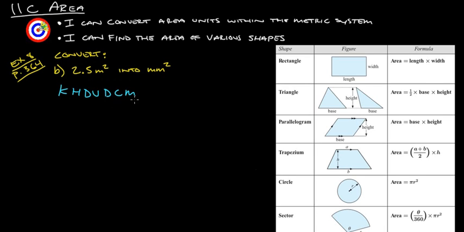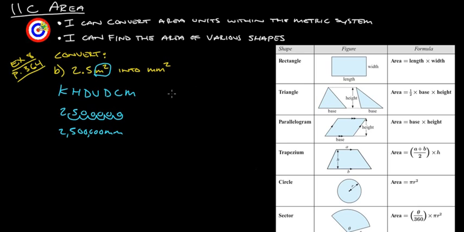So we go over 1, 2, 3 spots. So you take the 2.5 and you move it over 1, 2, 3 spots. But since it's actually meters squared to millimeters squared, you actually have to double that. So you actually have to move it over 3 twice. So 1, 2, 3, 4, 5, 6. Fill in all these with zeros here, and you get 2,500,000 millimeters squared. All right. So that's the easy way to do it.